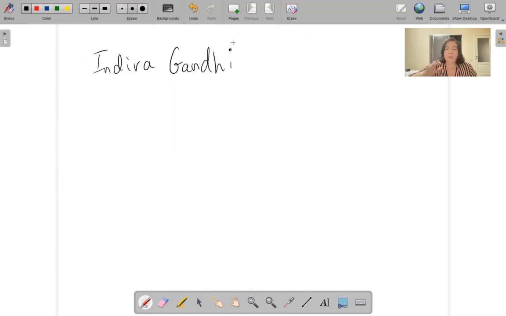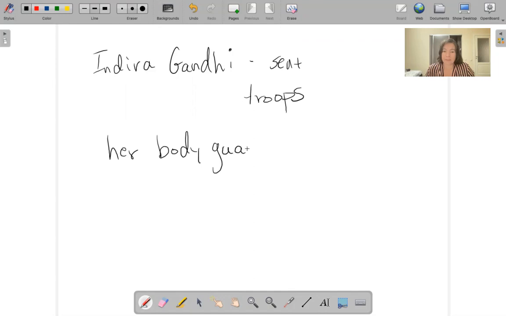No relation to the other Gandhi, no relation whatsoever to Mahatma Gandhi that we studied before, just happens to have the same last name. Indira Gandhi, she sent troops to settle down the separatists, to end their little revolt. And when she did that, her own personal bodyguard assassinated her. And he did that because he himself was a Sikh.